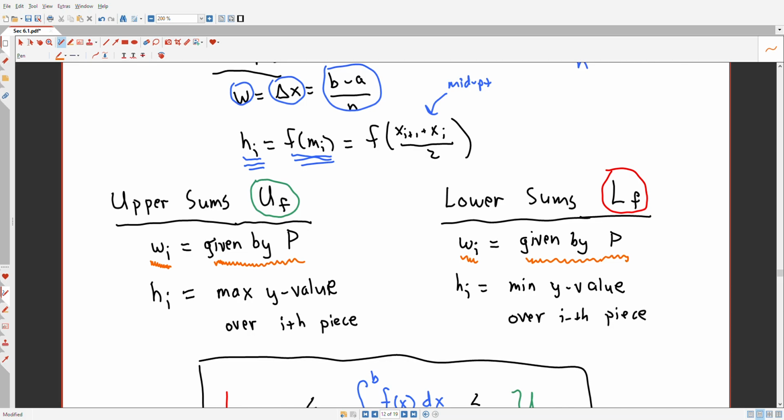So with the partition, the way we chopped up or created rectangle widths, some of the rectangles could be wider, some could be thinner. And then the heights for upper sums were given by looking at the maximum y value over each piece in the partition. And the heights for the lower sum were given by looking at the minimum y value over each piece in the partition. So our upper sums, because we were looking at biggest y values, give us an overestimate of signed area, and our lower sums give us a lower estimate.